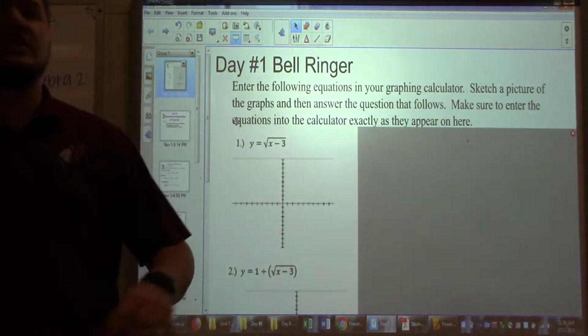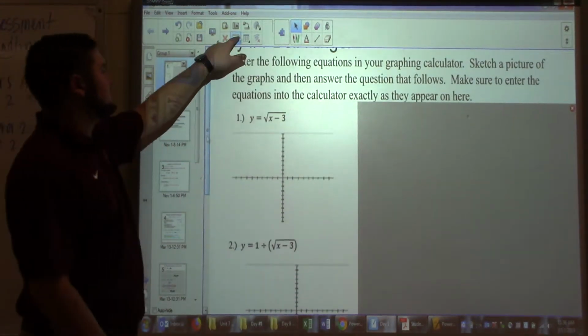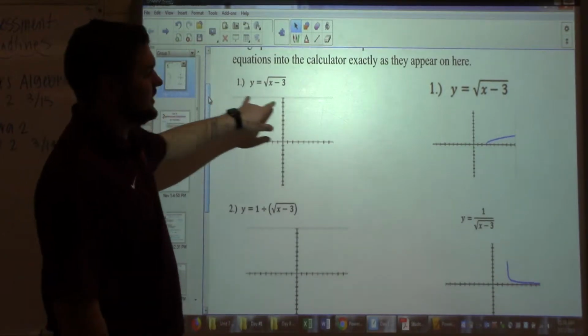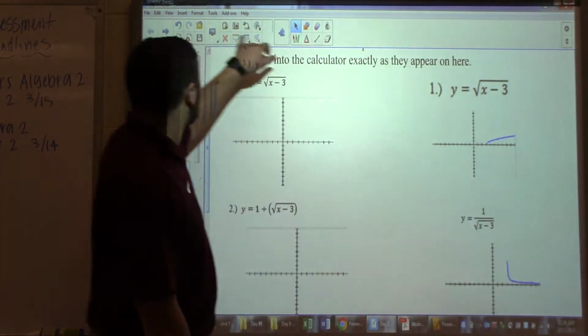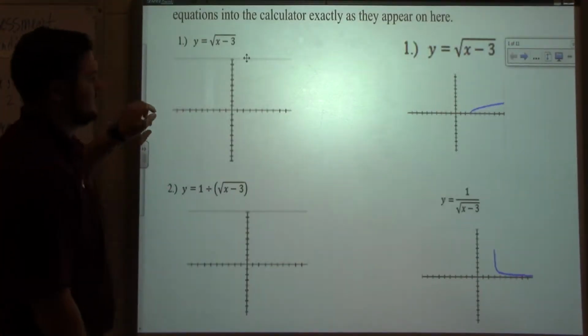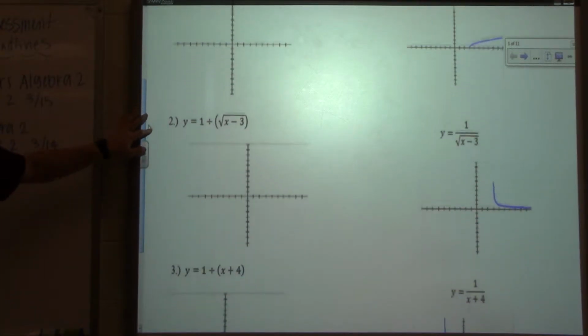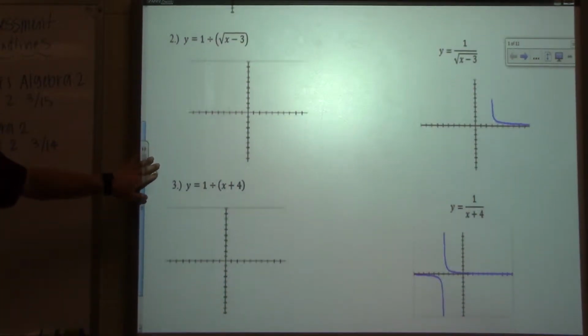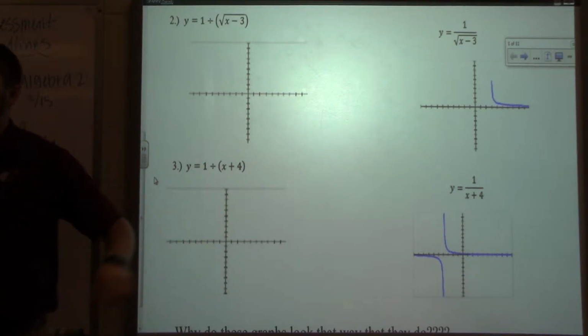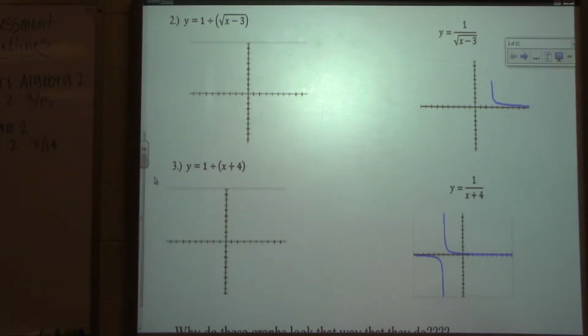That's right. So, your graphs. When you graph these three, our first one looks something like that. Here, I'll blow it up a little bit. Second one should look like that. And third one, look at that. Now, why do you think all these graphs look so weird?